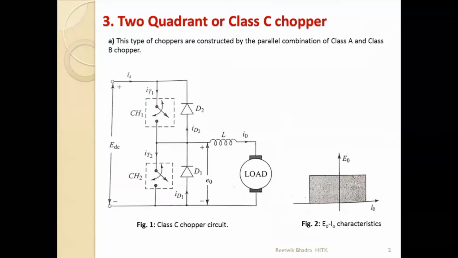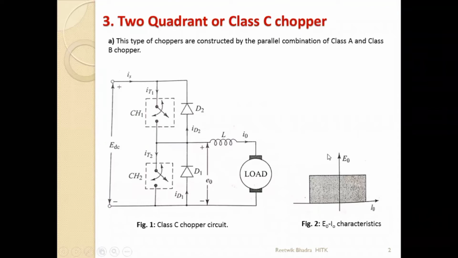So according to figure 2, we'll see figure 1 later. From figure 2, you can understand that this chopper can operate in your first and second quadrant. In your first quadrant, voltage positive, current positive. In your second quadrant, voltage positive, current negative. Okay, so in these two quadrants, class C chopper can operate. Now, these two quadrants of operation we had already studied. In the first quadrant, class A was operating. In the second quadrant, class B was operating.